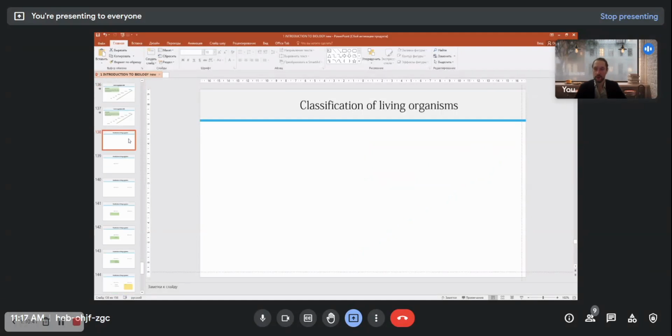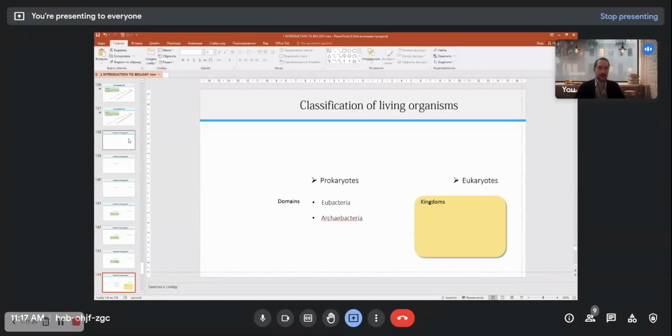Another question that I want to discuss with you at the end of our lecture today is classification of living organisms. I want you to have an overview of the organisms that create our nature. So you know that all cells can be divided into prokaryotes and eukaryotes. And prokaryotic organisms can be further subdivided into several domains. So they are eubacteria and archaebacteria.